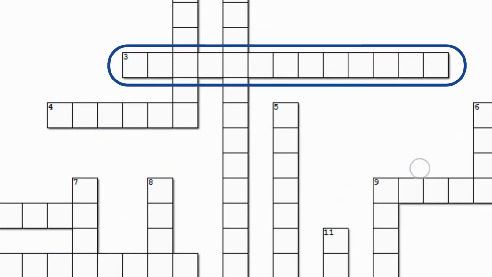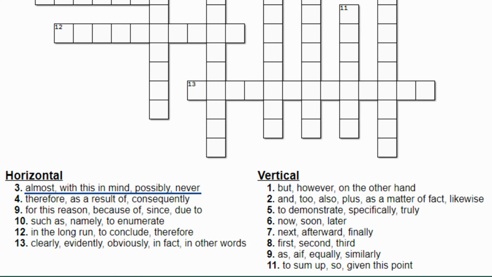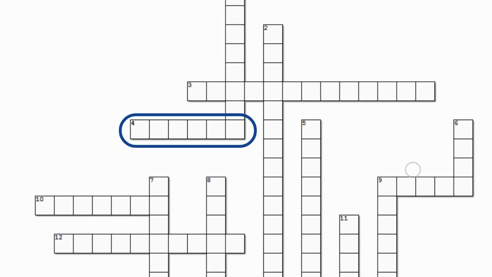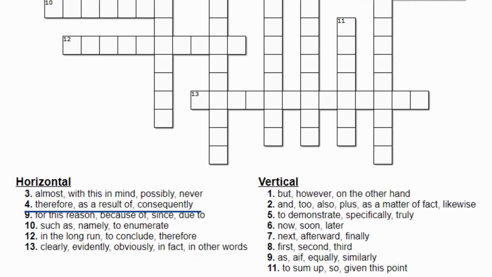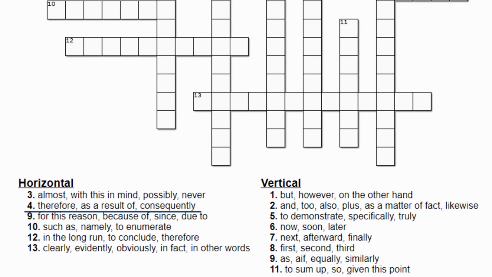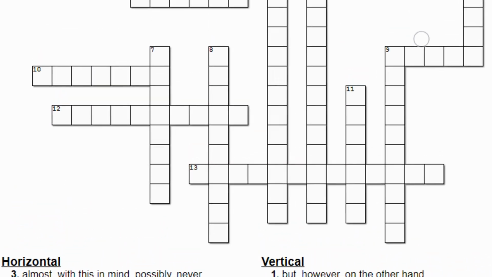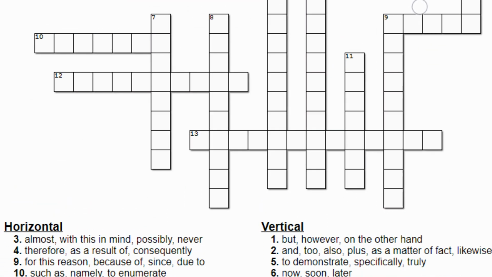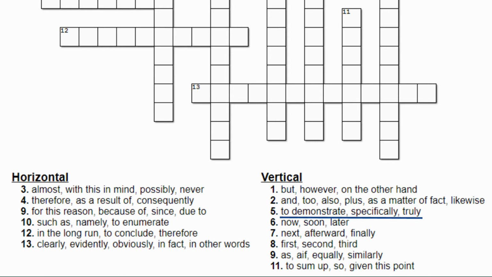Horizontal number 3. Signals used are almost, with this in mind, possibly, and never. Horizontal number 4. Signals used are therefore, as a result of, and consequently. Vertical number 5. Signals used are to demonstrate, specifically, and truly.